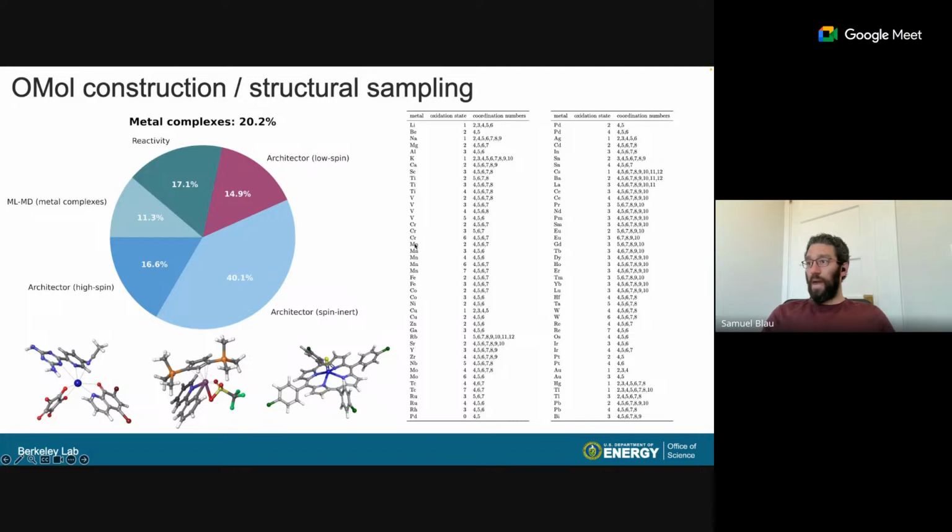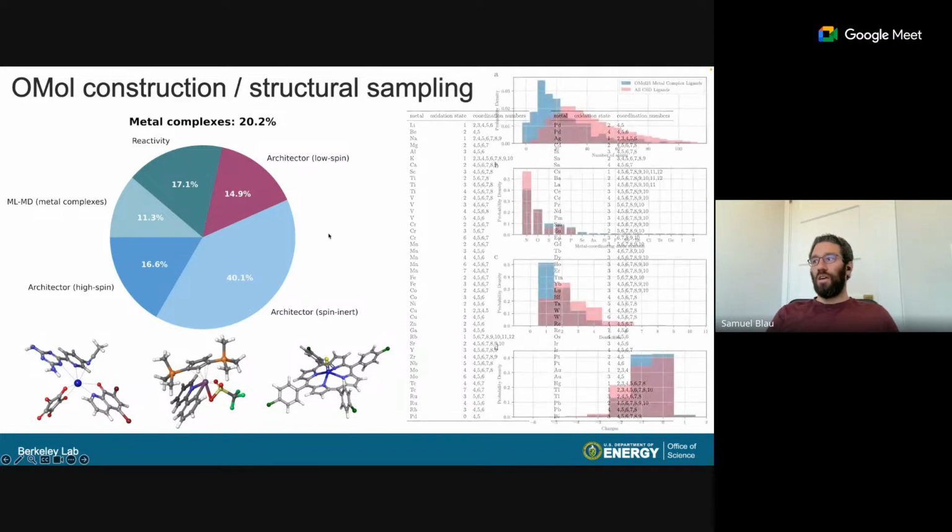Many metals, manganese can exist in 5 different oxidation states. Each oxidation state can have a variety of different coordination numbers, which is the number of ligands interacting with that central manganese. And we sampled all of these with quite a lot of diversity and thoroughness.